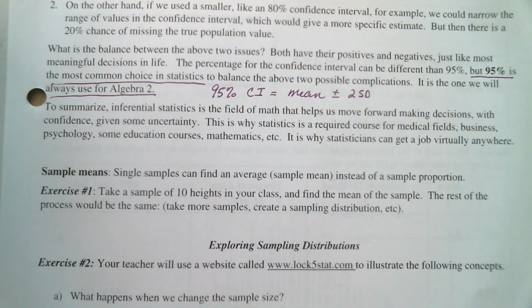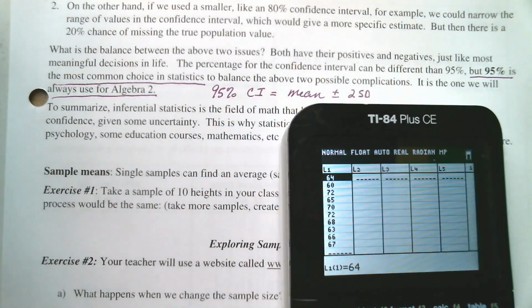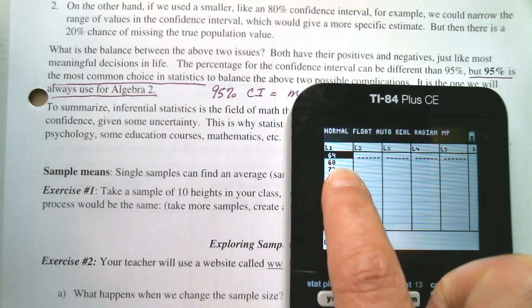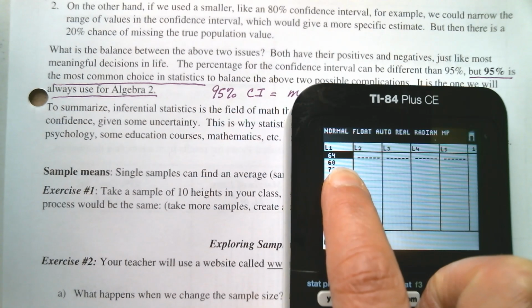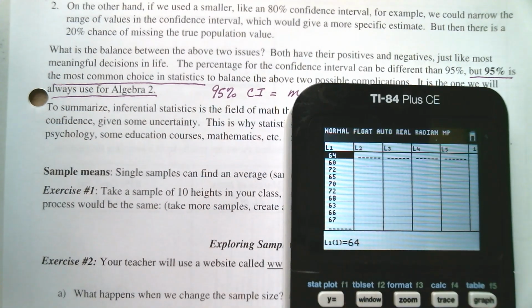Sample means. Single samples can find an average or a sample mean instead of a sample proportion. Exercise number 1, take a sample of 10 heights in your class and find the mean of the sample. So, of course, we can't do that. So I just took some 10 heights and put them in, and this is inches, so 64 inches would be equivalent to 5 feet 4 inches, 60 inches 5 feet, etc.